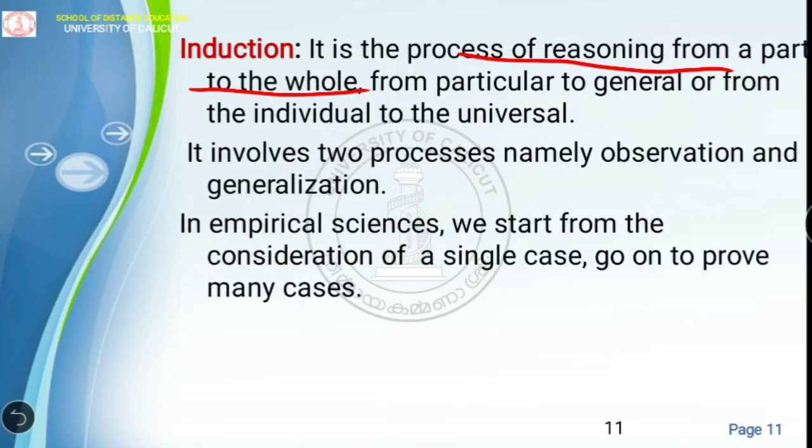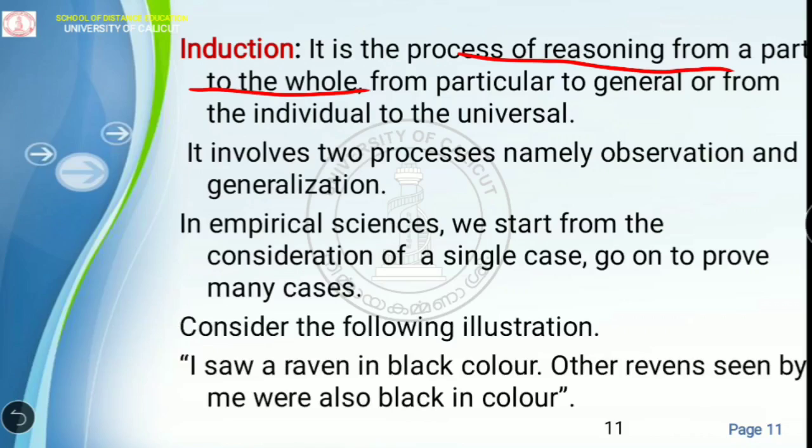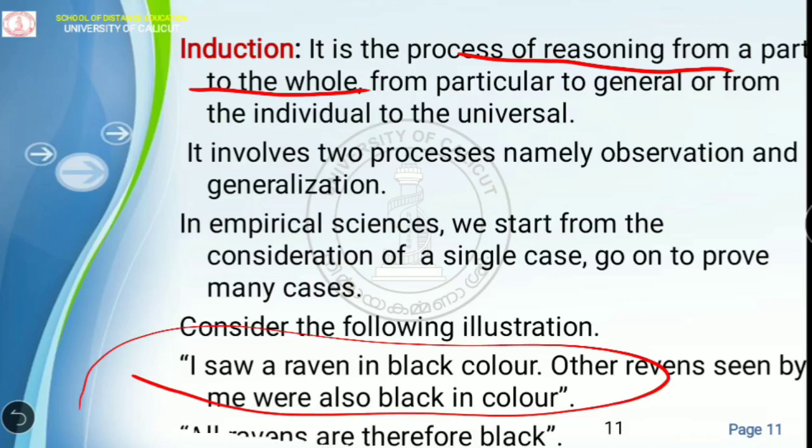So in empirical science we start from the consideration of a single case and go on to prove many cases, and finally we can conclude to the general. So consider the following illustration. I saw a raven in black color. Other ravens seen by me were also black color. So this is an example of induction or inductive reasoning in research.